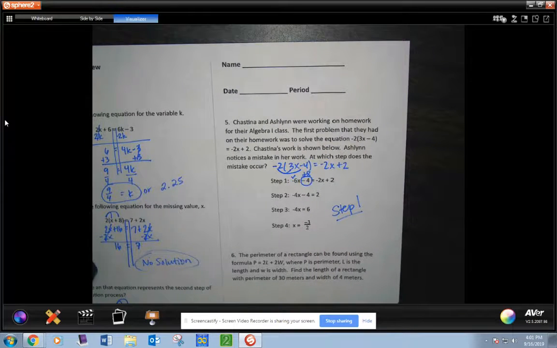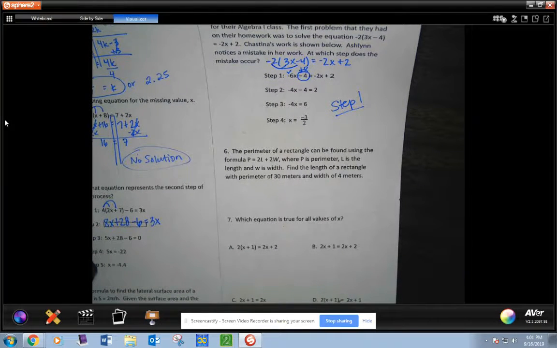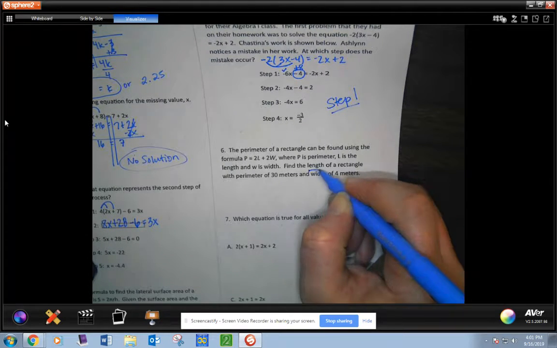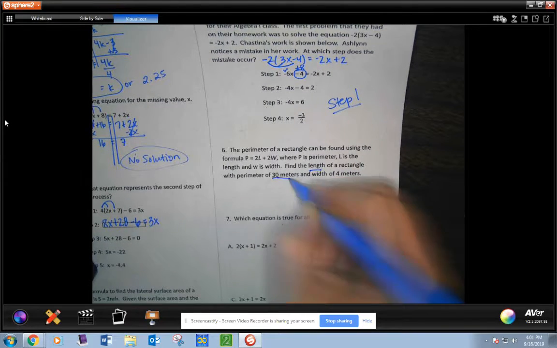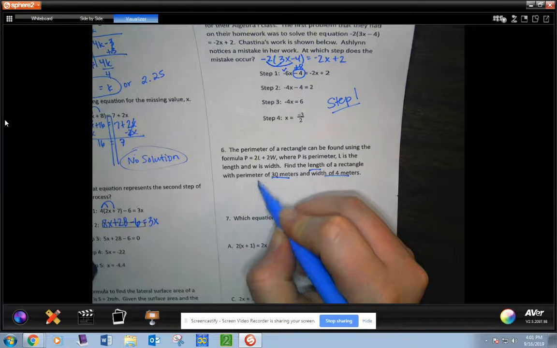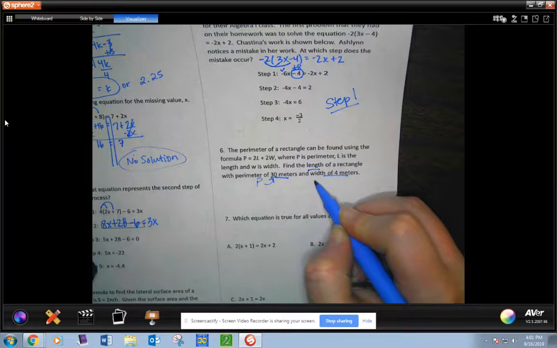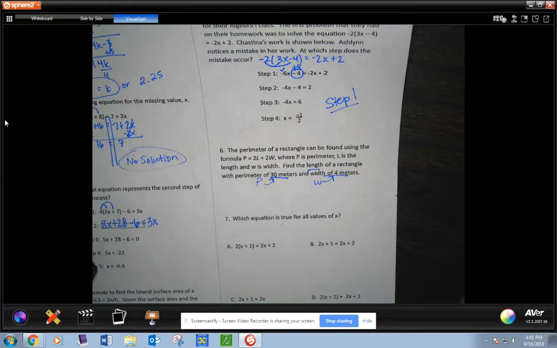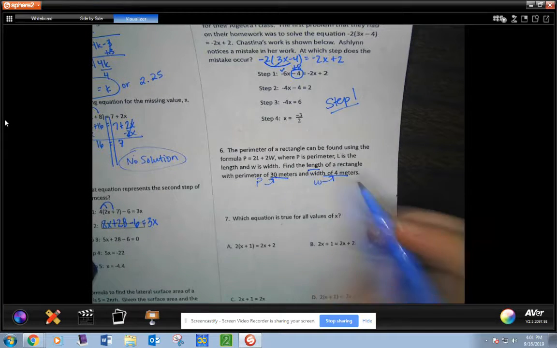Okay. Moving to 6, the perimeter of a rectangle can be found using the formula P equals 2L plus 2W, where P is the perimeter, L is the length, and W is the width. Find the length of a rectangle, so we're finding the length, with a perimeter of 30 meters and a width of 4 meters. So I know that P equals this, and I know that W equals that. So what I'm going to do is just plug in those values.